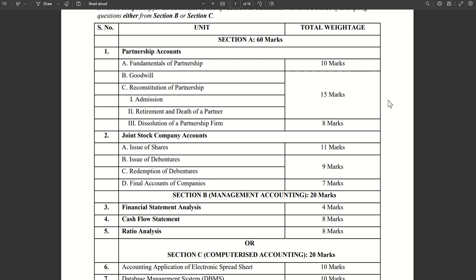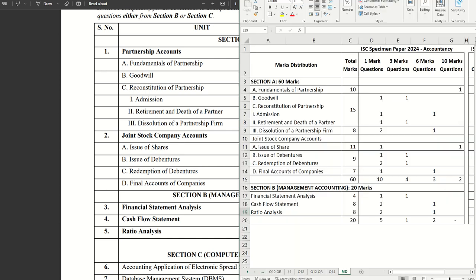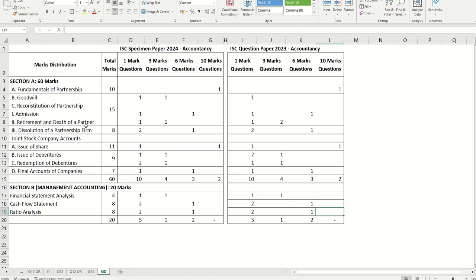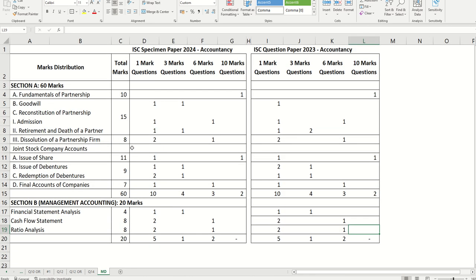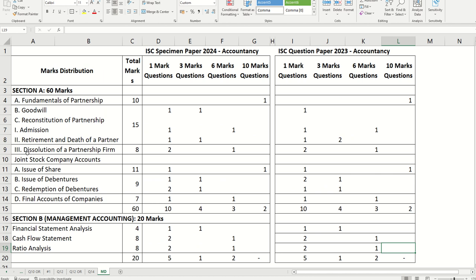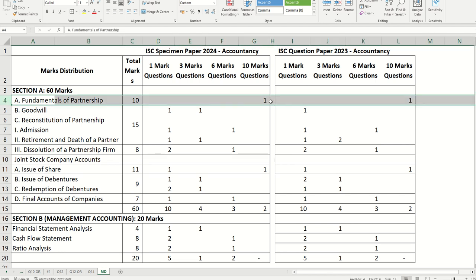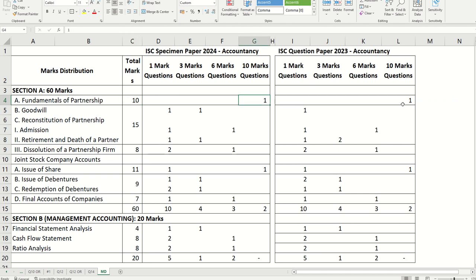All right, having understood the marks distribution, let's have a look at how the paper looks for the ISC specimen paper and the 2023 paper that we have. If you see here in the fundamentals, this specimen paper and the 2023 paper both have a single question of 10 marks. Again here you have a subdivision in the specimen paper where you have Roman 1, Roman 2, and Roman 3, where it was divided into a 1 mark question, a 2 marks question, and then a 7 marks question. However, it was a complete 10 marks question.